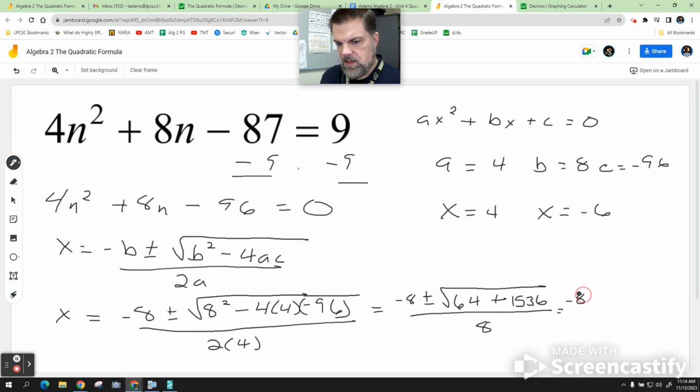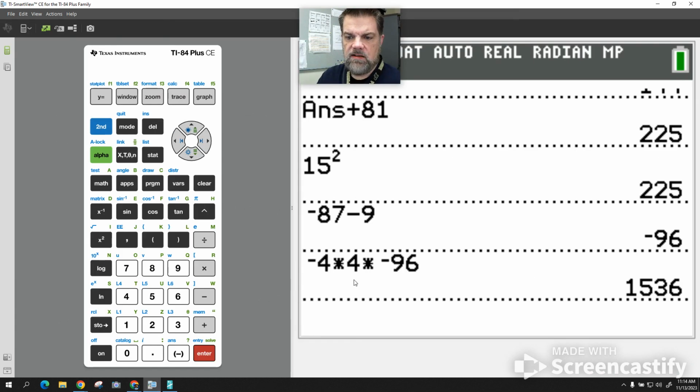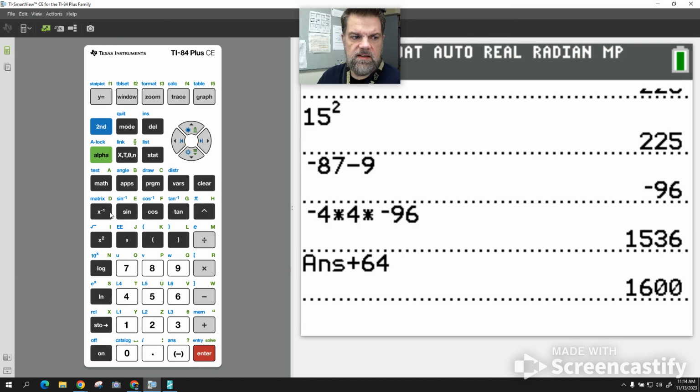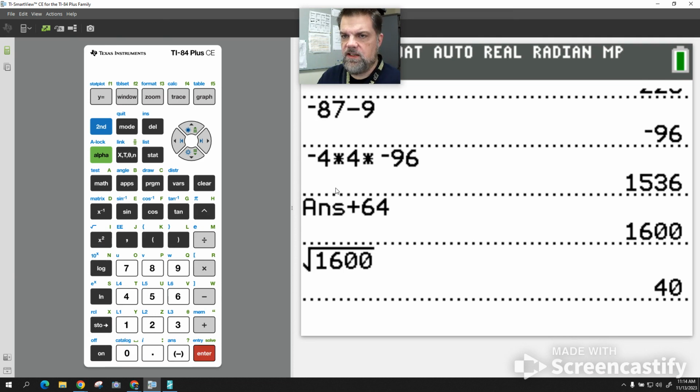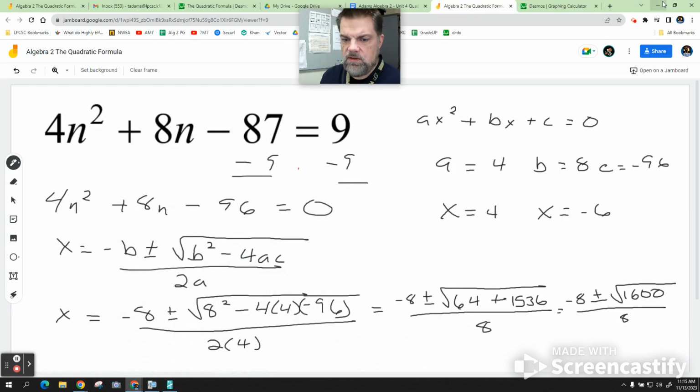Next one is negative 8 plus or minus the square root of 1600, which is just 40, isn't it, when you take the square root of it? So let's double check that. I'm going to add 64 to that, and it is 1600. And then when I take the square root of 1600, I think it's 40. In other words, 40 times 40 is 1600. All right, that's a lot of work.